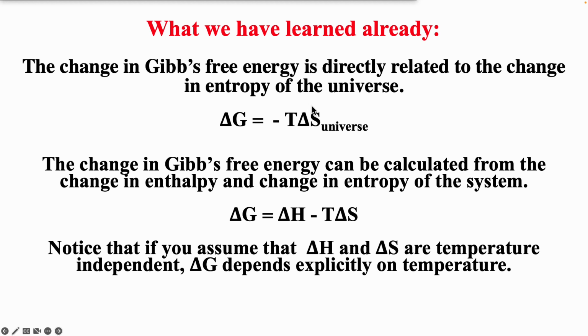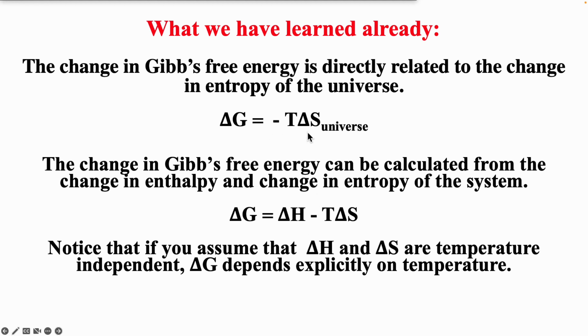And so if delta S universe is positive, because of that negative sign, that means delta G is negative. And so we can also use delta G to determine if a process is spontaneous or non-spontaneous. We've seen that the Gibbs free energy can also be calculated from delta H and delta S of the system. Now, please remember, if you do not see a subscript on delta H or delta S, that means it is for the system.